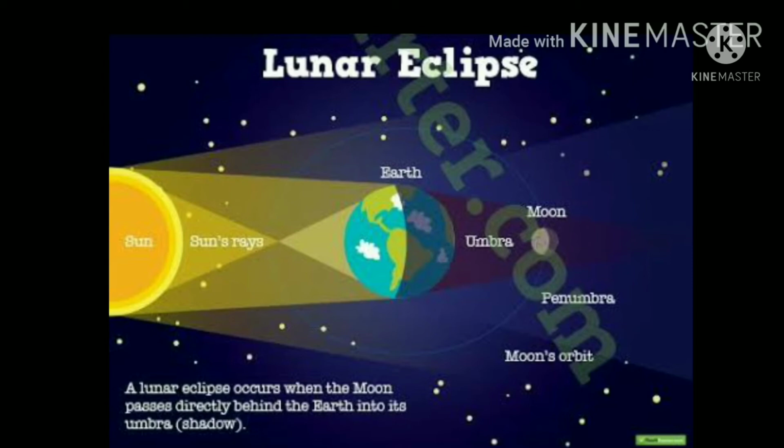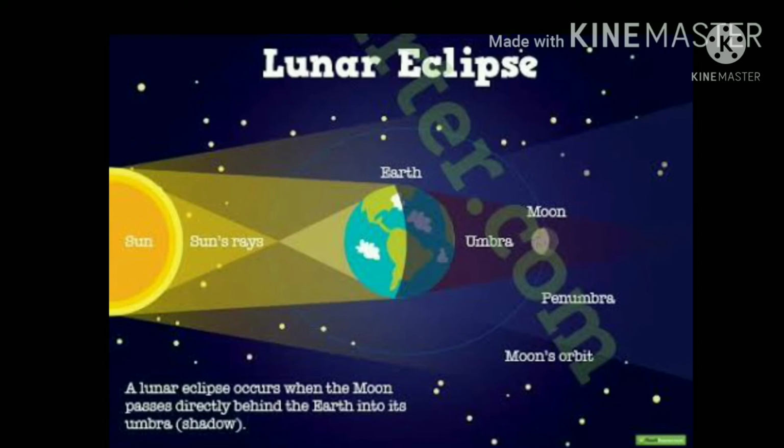If the moon is partially in the penumbra region and partly in the umbra region, we observe a partial lunar eclipse. Okay, are you clear? These are the two eclipses that happen in space.